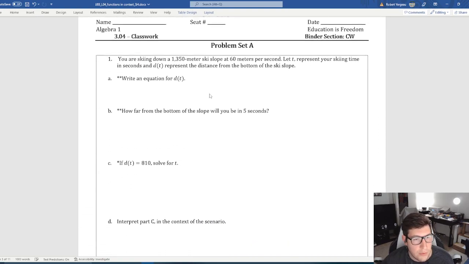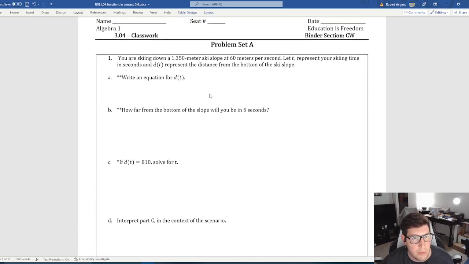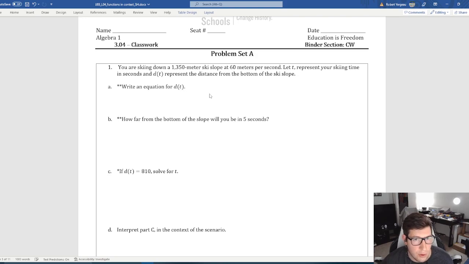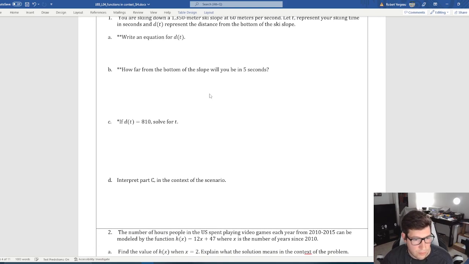All right, so now that we've gone over that, you're going to dive right in with problem set A. So go ahead, make sure problem set A is in front of you. If you take a look, problem set A is asking us to do something very similar to the same style that we did in our notes. You have some information, you need to write an equation, use a value to solve, again solving for a value, and then part D down here asks you to interpret.